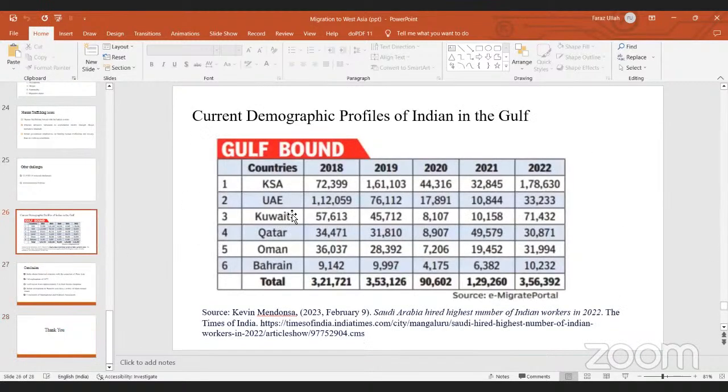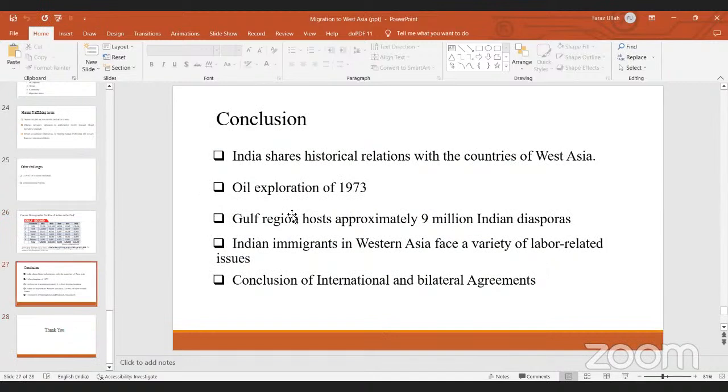So in conclusion, we can clearly say that India shares historical relations with the countries of West Asia, beginning with the 17th century. Indian communities in the region have witnessed tremendous growth, from small traders and merchants to bankers, importers, exporters, doctors, nurses, and communities employed in blue-collar jobs. The oil exploration of 1973 in the Gulf region opened new avenues for Indian laborers to earn a better livelihood in the region.